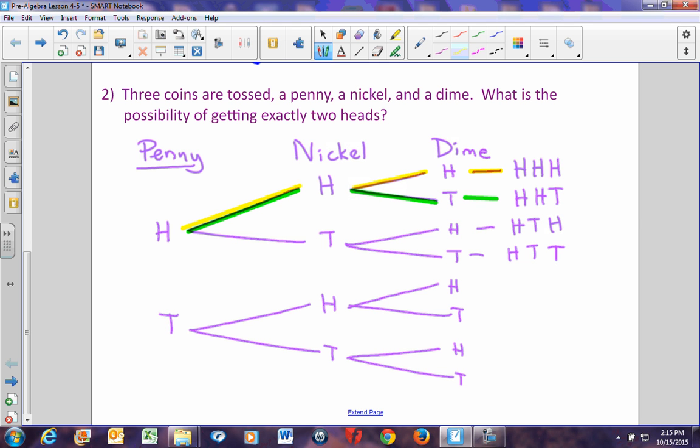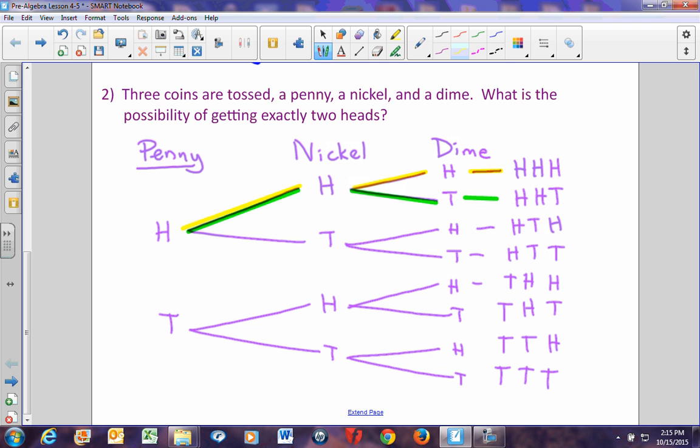Or, my penny comes up tail, my nickel comes up head, and my dime comes up head. My penny comes up tail, my nickel comes up head, and my dime comes up tail. Or my penny comes up tail, my nickel comes up tail, and my dime comes up head. Or last but not least, the penny comes up tail, the nickel comes up tail, and the dime comes up tail.